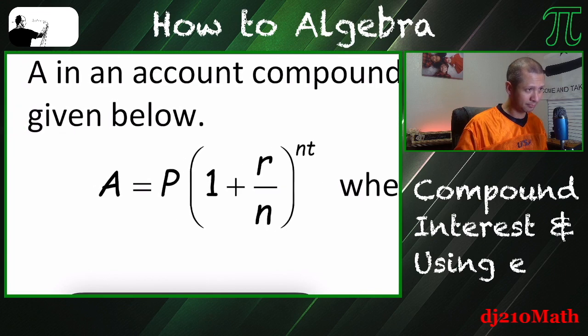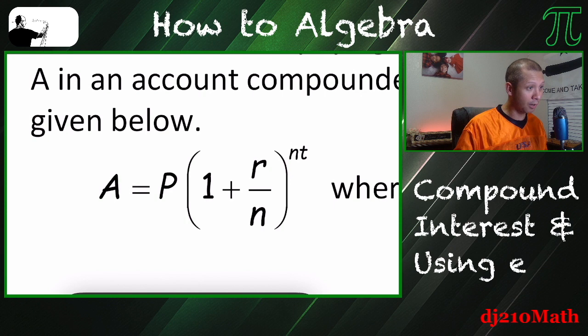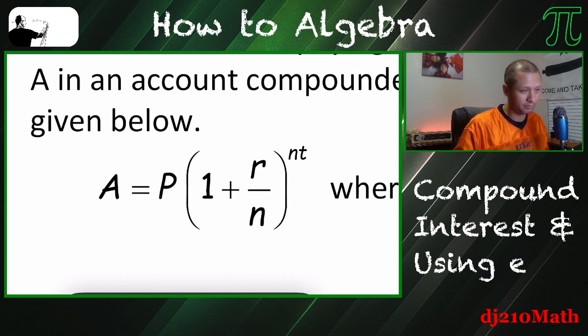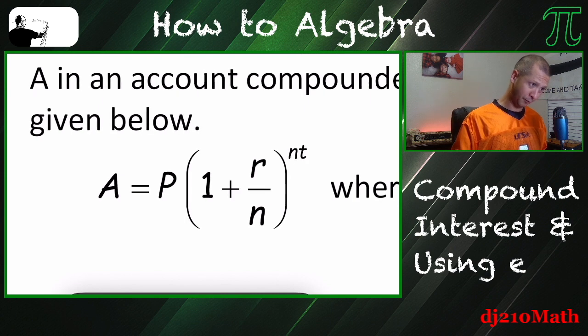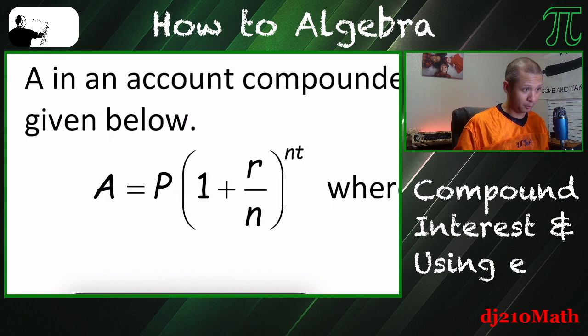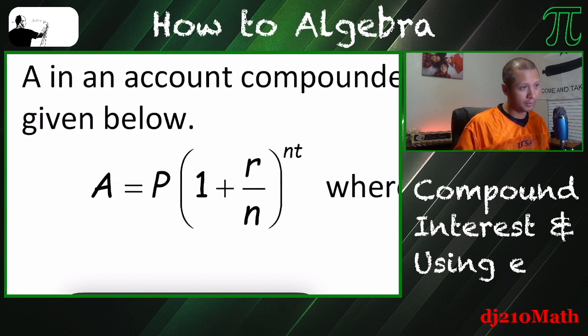A is some future value. P is some starting value, beginning value, initial value, or principal. These are all words that you'll see in these word problems. It's a beginning value that you start with, and then you solve typically for some future value. Or vice versa: you could be given the future value, and you need to figure out what you started with. R is the rate, and it's usually given as a percentage, and you have to convert it to a decimal.